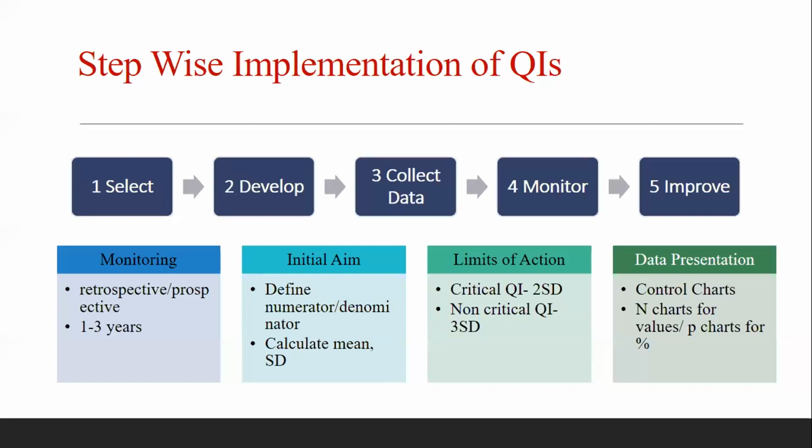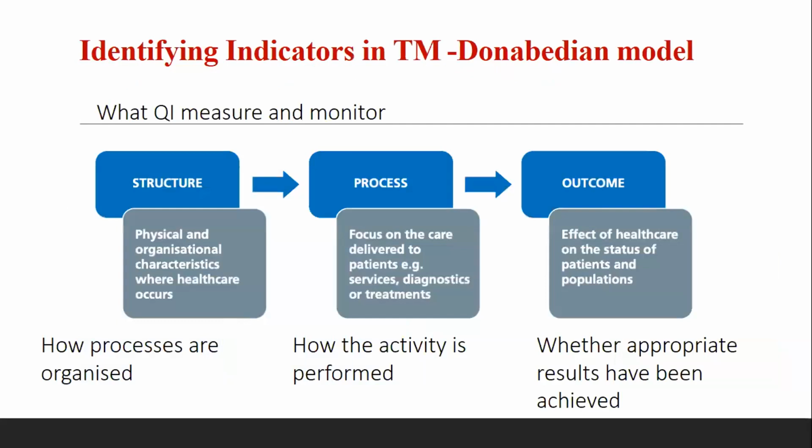For critical quality indicators, generally plus or minus 2 standard deviation is taken as the cutoff limits, whereas for non-critical quality indicators, we can even consider 3 standard deviation. And these data can be presented in the form of various charts, especially the control charts are very useful in interpreting the quality indicator data.